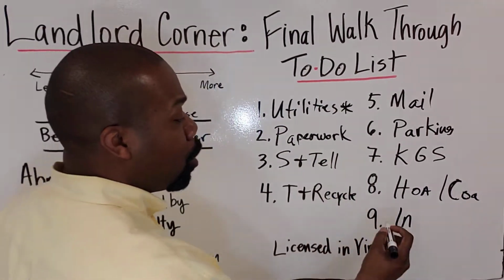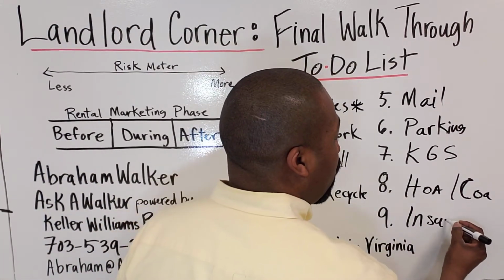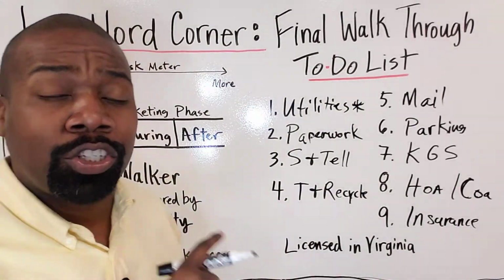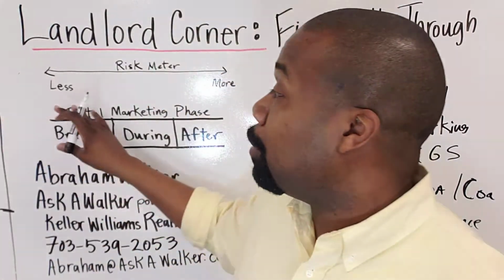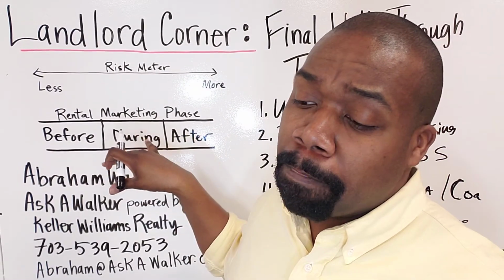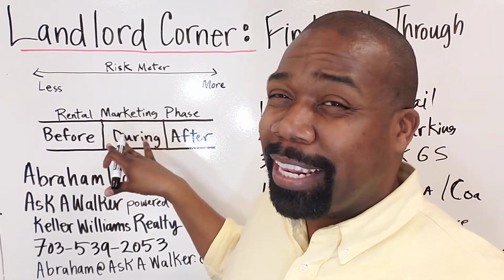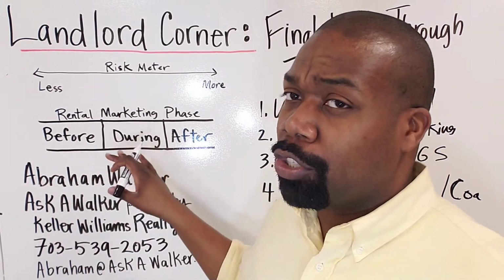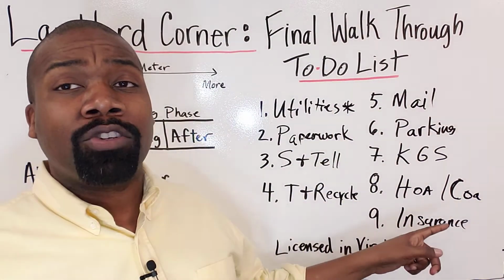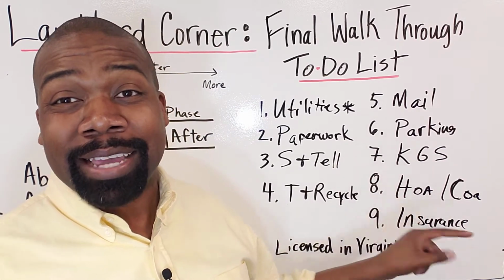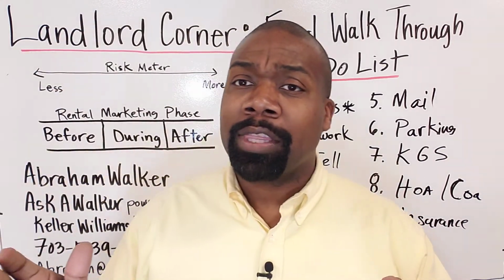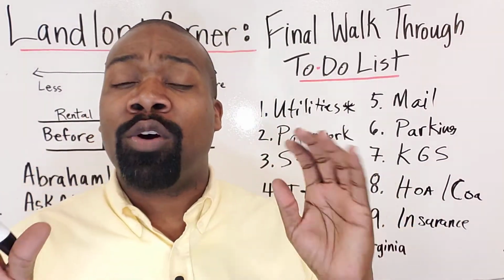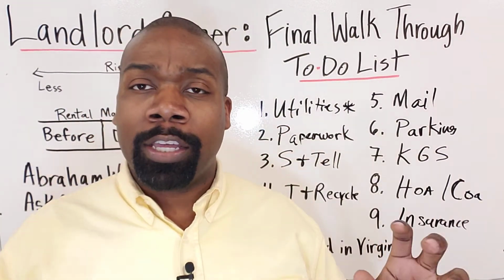The last thing you want to do is get a copy of the renter's insurance, right? This is already something that was stated, that's most likely in your lease, right? It should be in your lease that the tenant has to get renter's insurance, right? And so you want to get a copy of this renter's insurance at this time. Right? So this is everything you need to know. Well, this is not everything you need to know, but this is the final walkthrough to-do list.